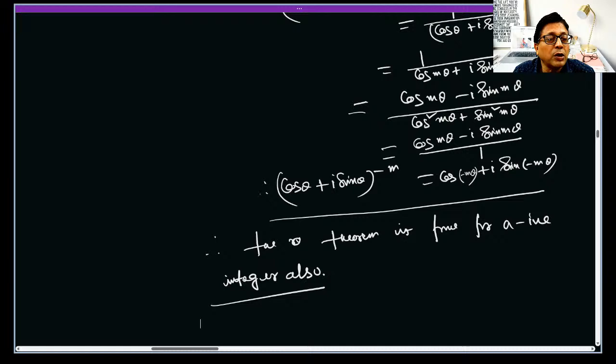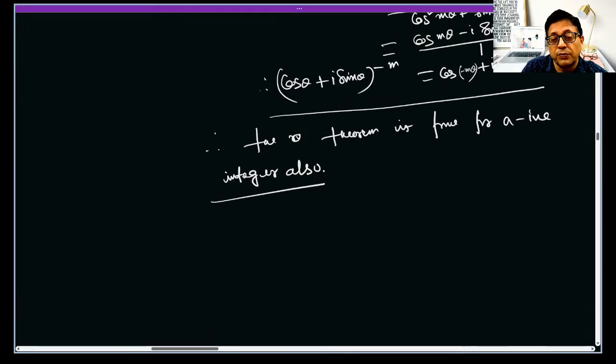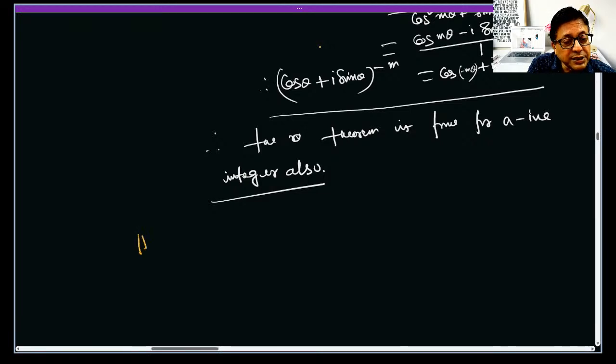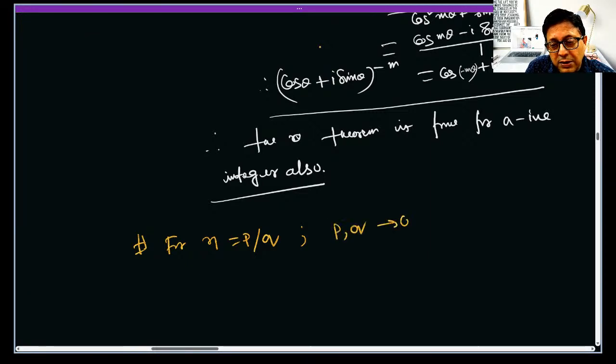It will be true for a rational number also. For irrational it is not true. Case 3, rational number, you know, of the form n equal to p by q, then p and q are co-prime numbers and q greater than 0.